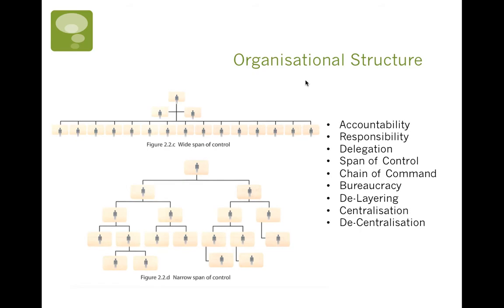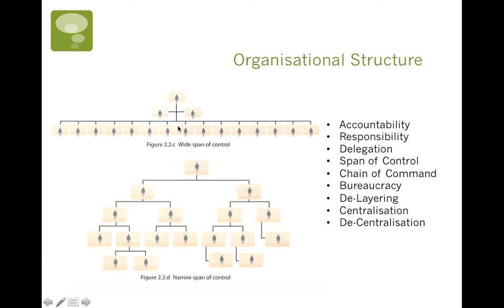And the last section of these two elements of chapter 2 is talking about organisational structure. The organisational structure of the company literally talks about the hierarchy of the company, who reports to whom. You've got two examples here. This is a relatively wide span of control organisation, what we would call a flat organisation. And this is an organisation with a narrow span of control, what we would call a tall organisation. So different terms that we want to look at here. Accountability and responsibility.